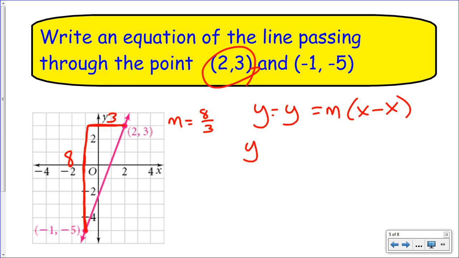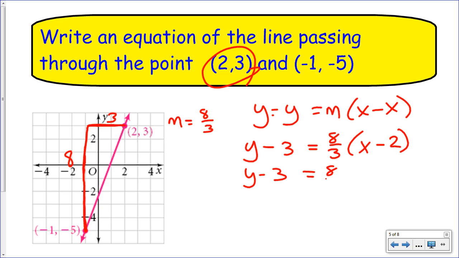And we'll use this one. We'll just stick with the positives. y minus 3 is equal to 8/3 times x minus 2. y minus 3 is equal to 8/3 x minus 16/3. All right. Now we're going to add 3 to both sides.